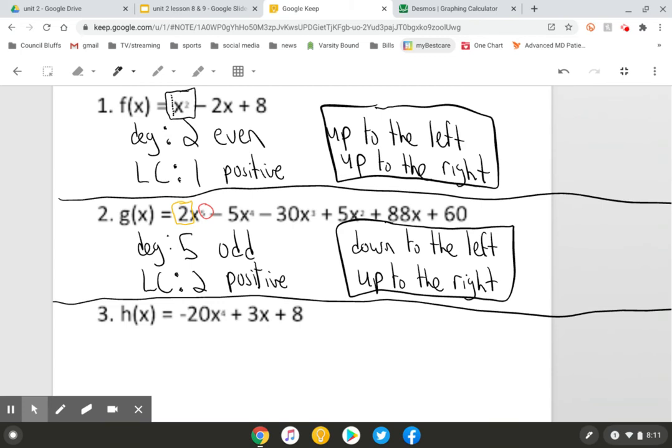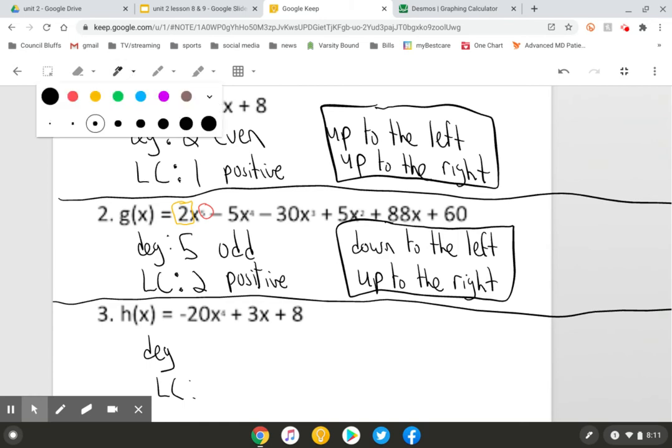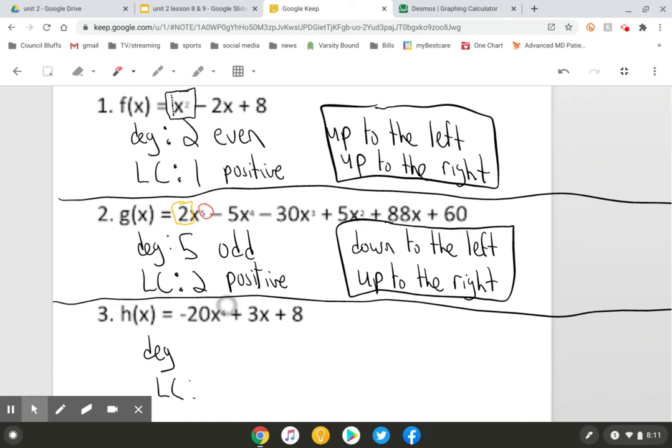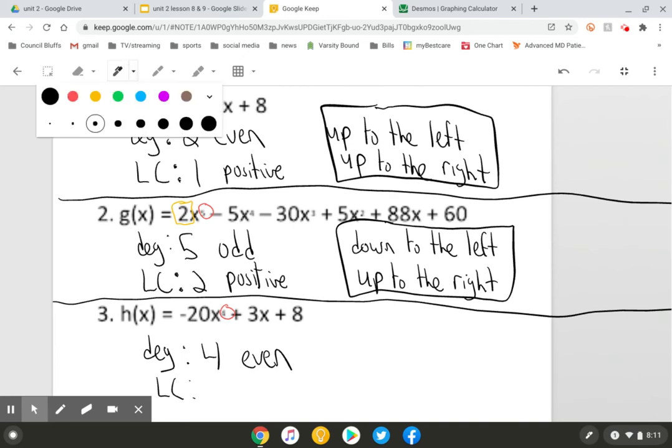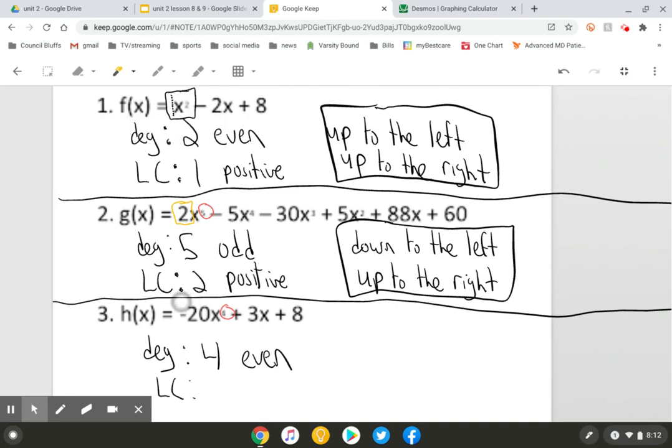Okay. So let's lastly look at number 3. In this case, my degree, my largest exponent, looks like it's going to be x to the 4th. So this is an even degree. And the leading coefficient, the coefficient of the term with the largest exponent, in this case is going to be negative 20. And that is obviously a negative number.